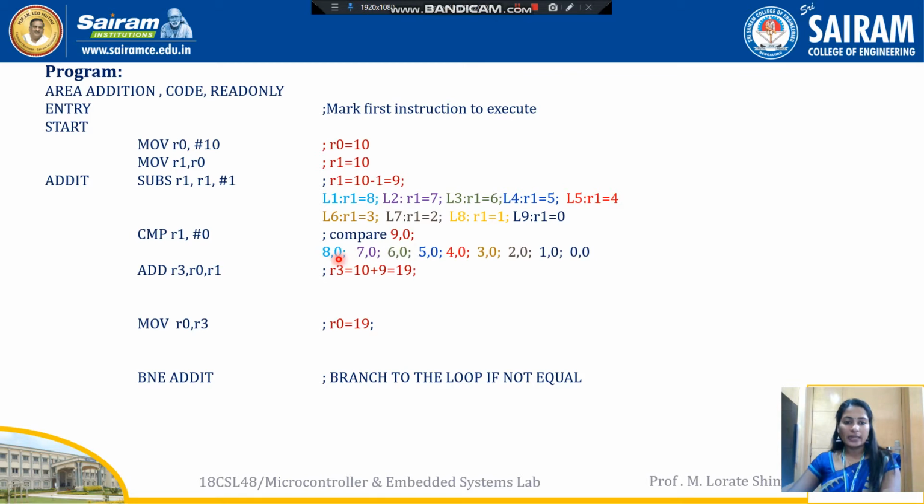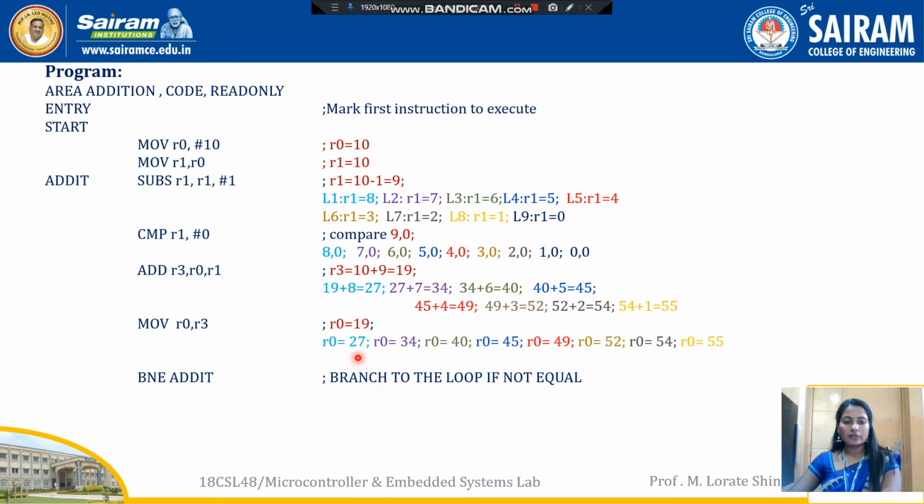I will compare 8 comma 0. Next I will add R0 and R1. R0 was 19, so this 19 and R1 is 8. 19 and 8 I will add, giving 27. 27 moves to the R3 register. The same thing I will move to R0 also. So R0 is 27 now.